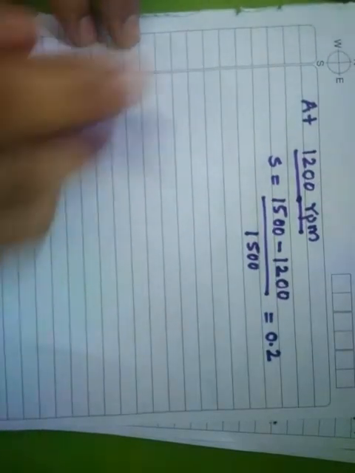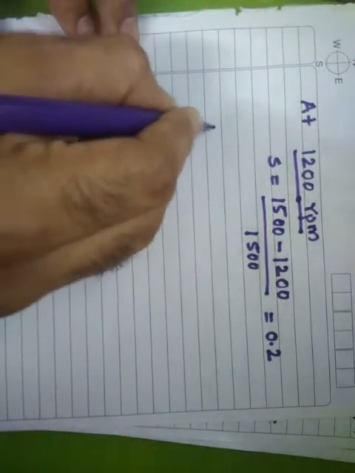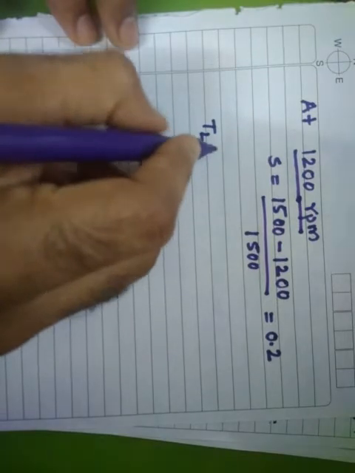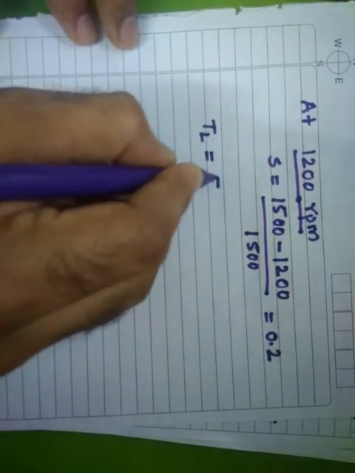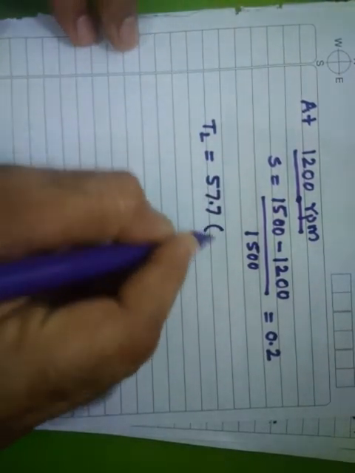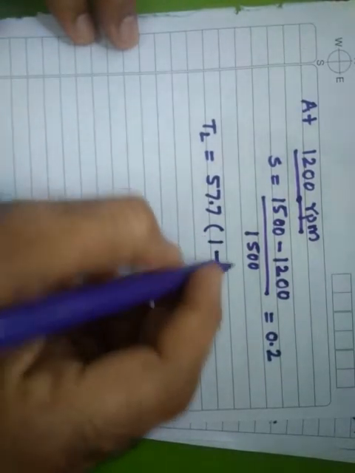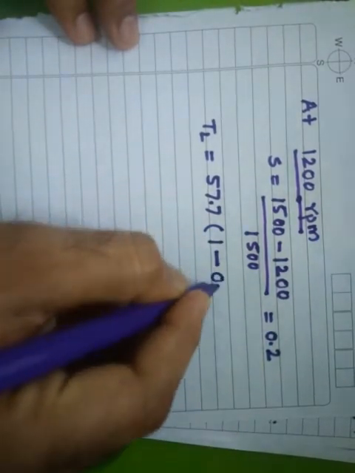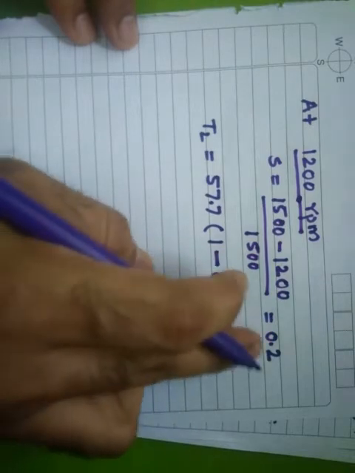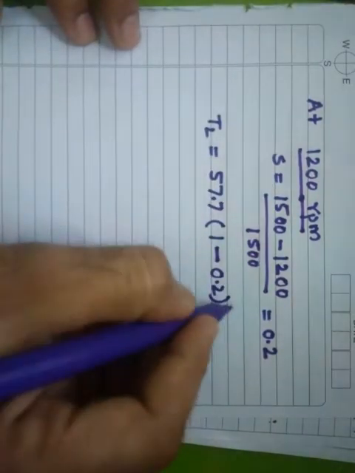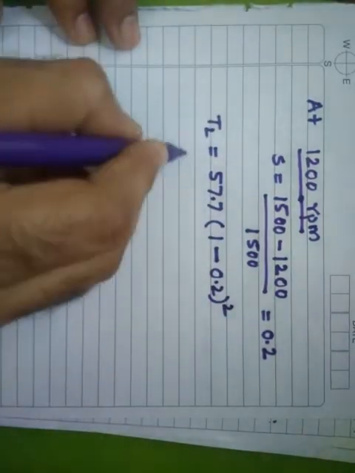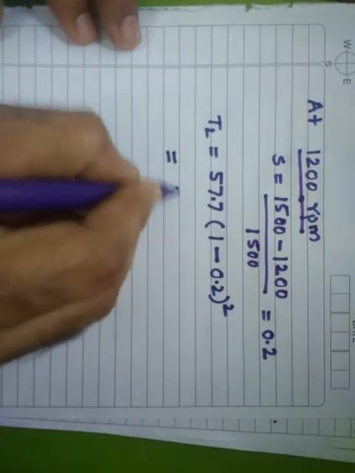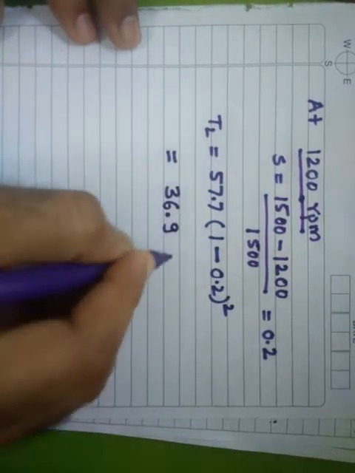Fine. So now I already have the new equation that I told, TL is equal to 57.7(1 minus S) square. I am substituting the new slip, that is the slip at 1200 rpm. So I got the torque 36.9 Newton meter.